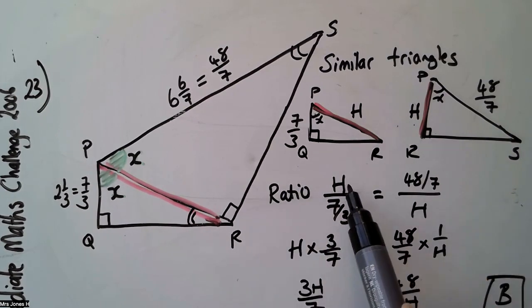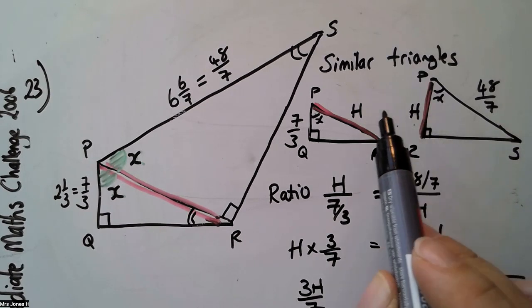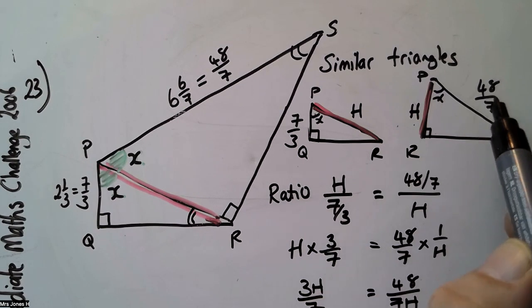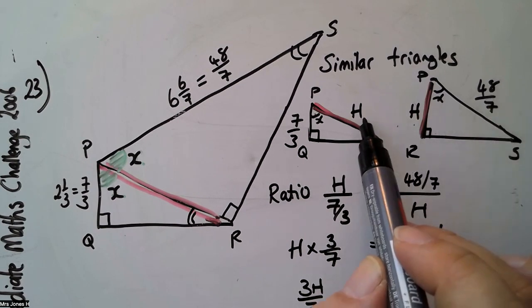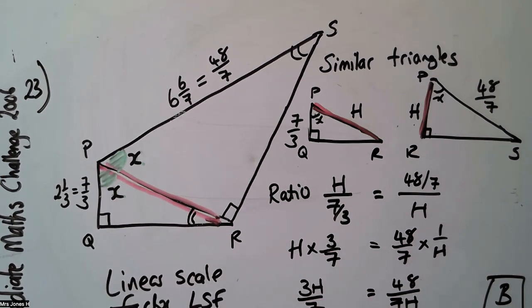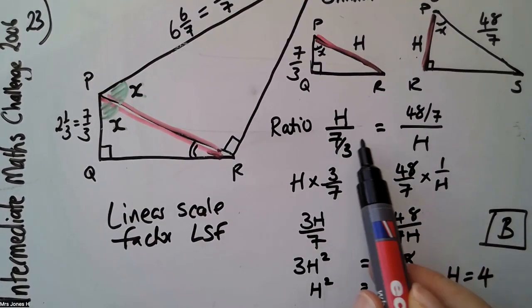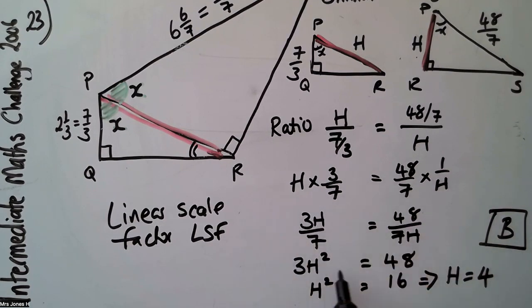I've put a ratio in here. This length divided by this length is the same ratio as this length divided by this length. We call it the linear scale factor, or LSF. Because we know that they are equal to each other, we can put them together and then rearrange until we get to h squared is 16, and then the square root of 16 is 4. So h becomes a length of 4.